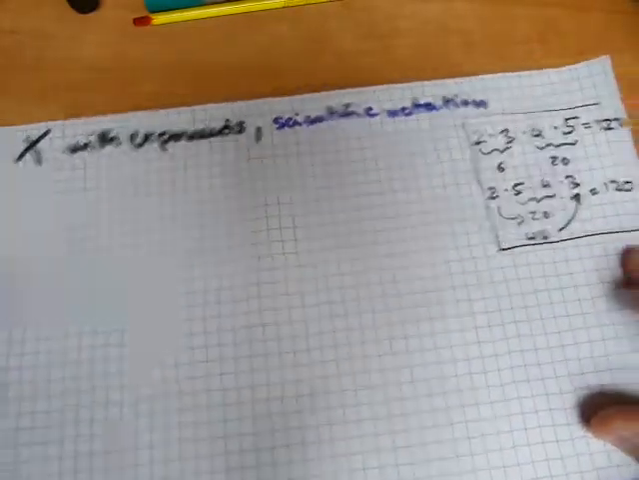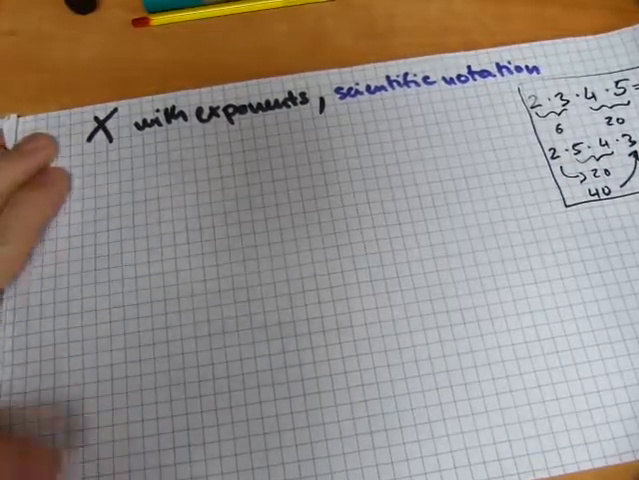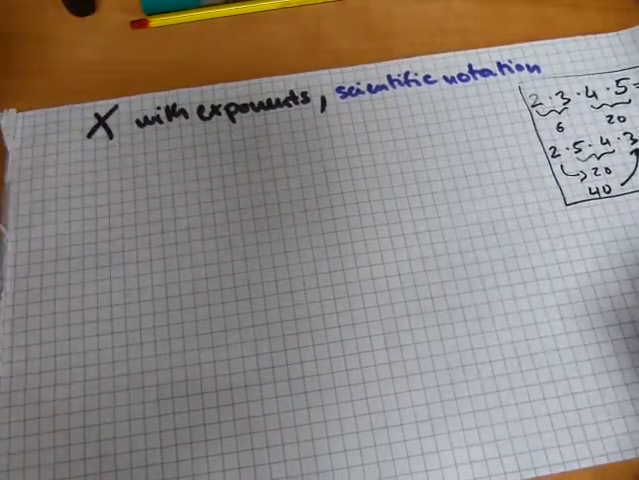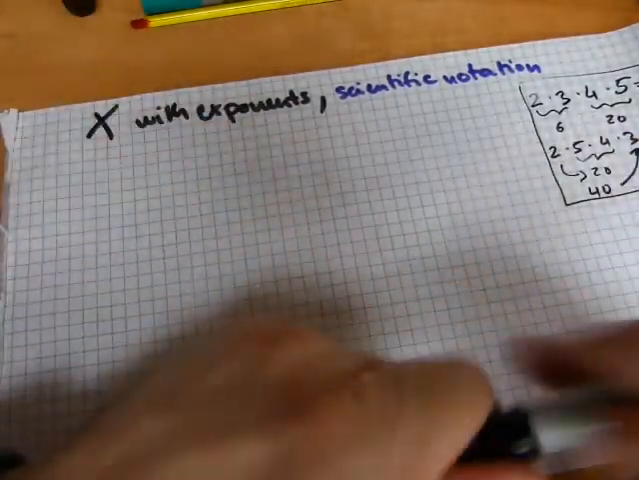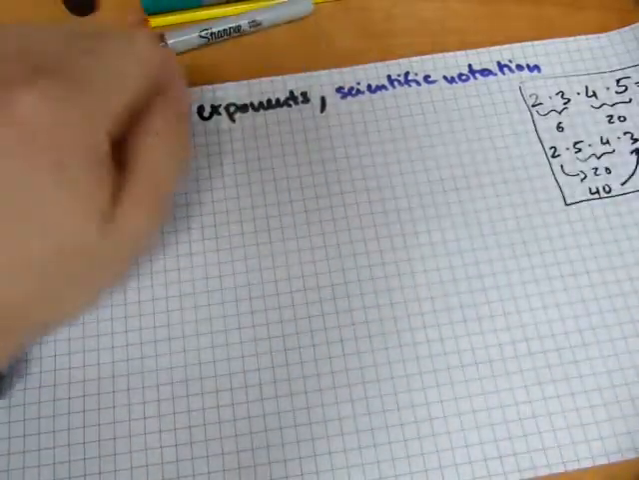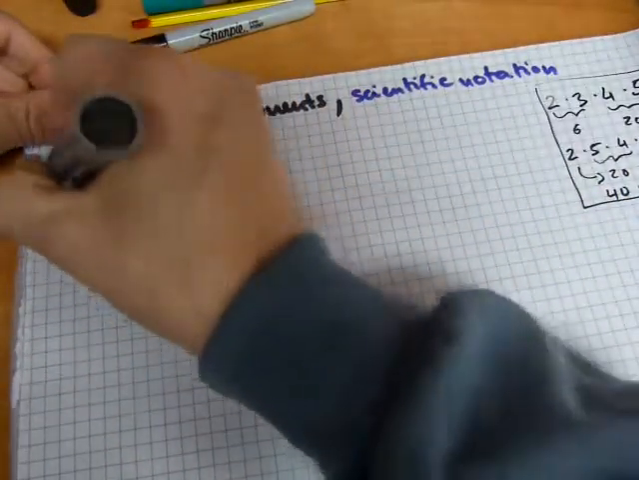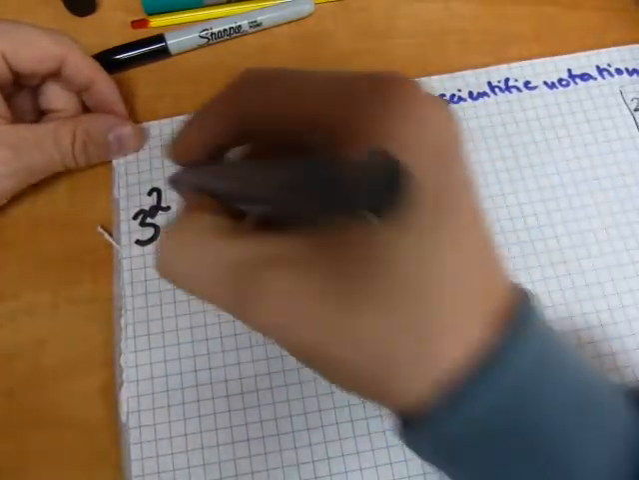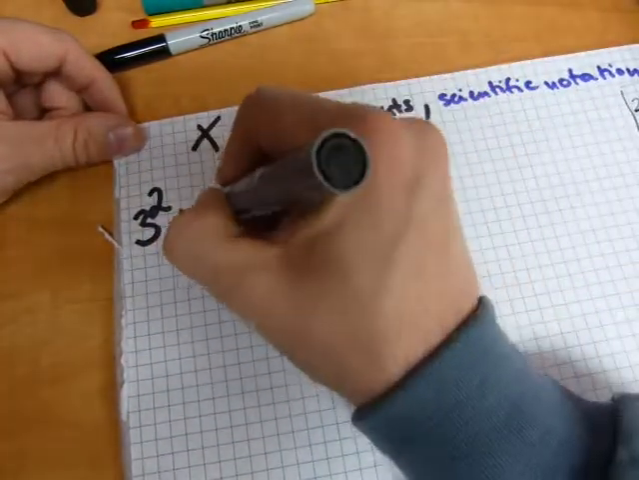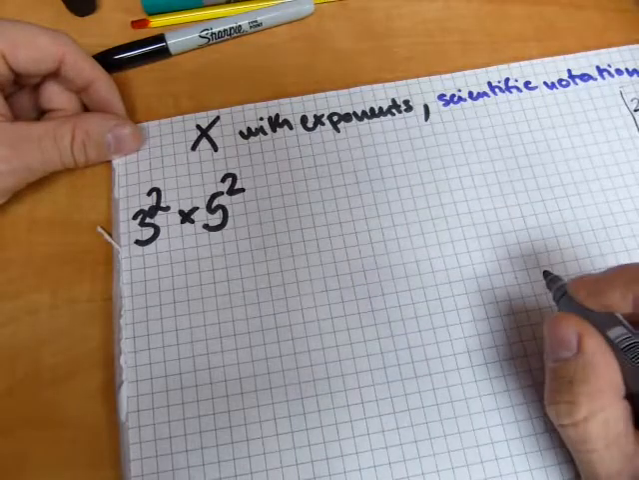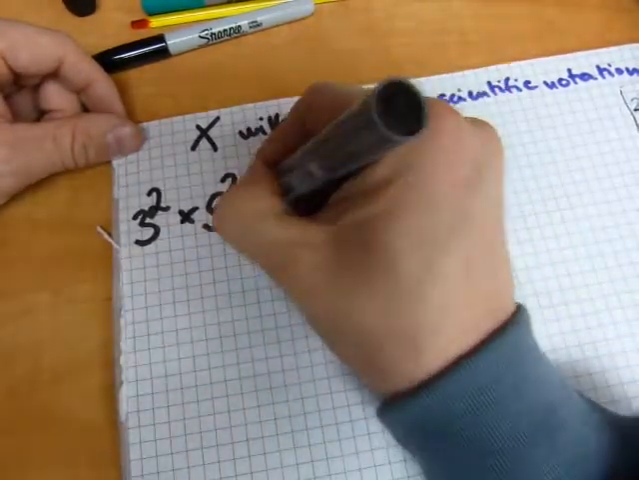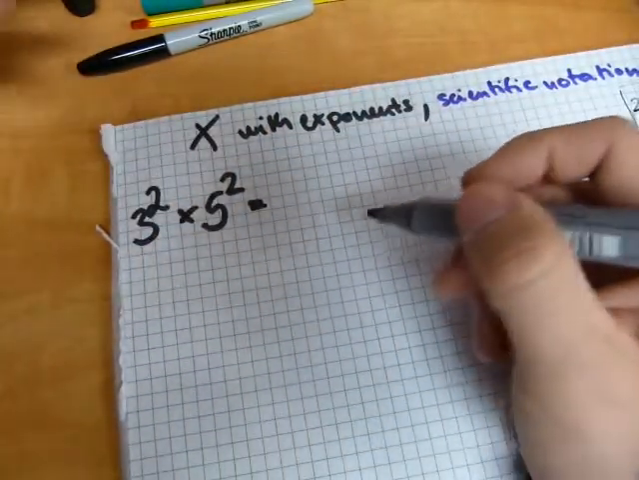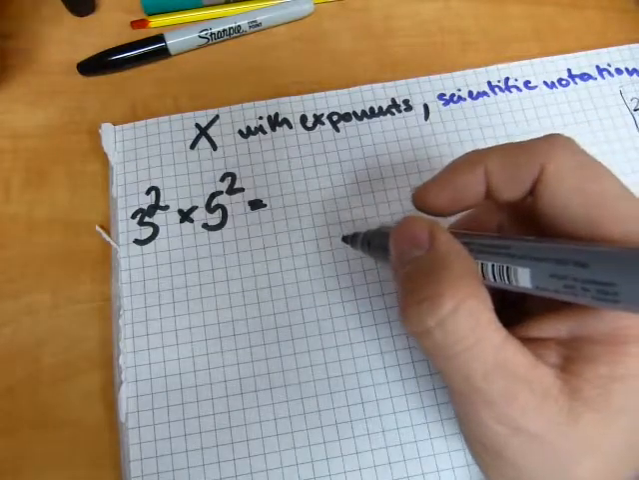Now, over here, let's do multiplication with exponents with a different base. This is what I mean by different base. How about 3 squared times 5 squared? Those are different bases. 3 is a base, 5 is a base, different bases. What can you do with it?